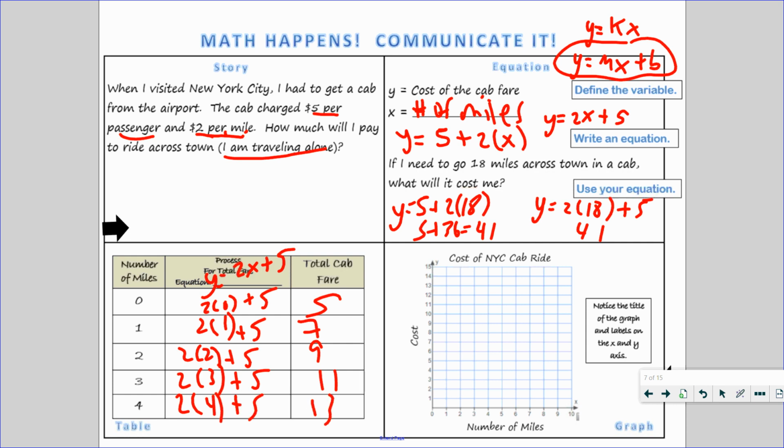And now let's make a graph. I already notice that x and y have already been labeled, the axes already been labeled. So 0 miles, I pay $5. 1 mile, 7. 2 miles, 9. 3 miles, 11. 4 miles is 13. Do I connect the dots or not? Yes, you're going to connect the dots, because can you ask the cab driver to take you 3.5 miles away? Yes, you don't have to go exactly that mile.